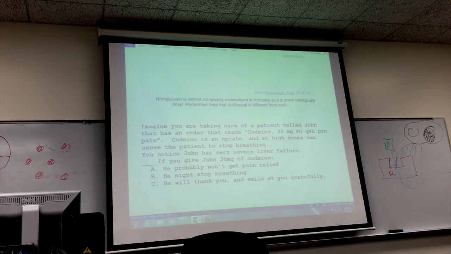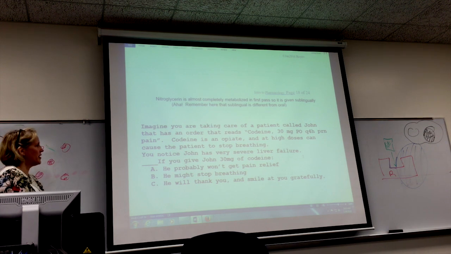So this is a little bit of a trickier question because codeine is not broken down in the liver, it's actually activated in the liver. All right, I have about 60% consensus that it's B, but it isn't. The answer is A.